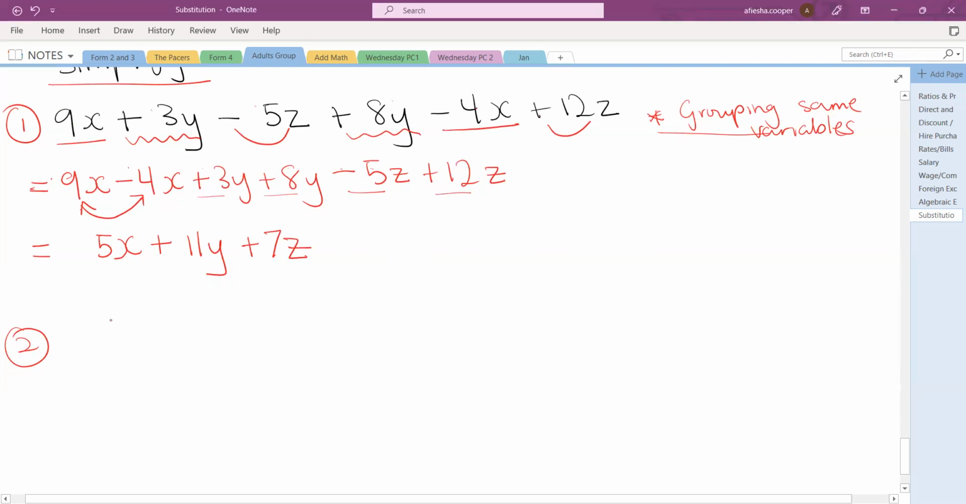Or we have plus 7z. Key note here: this is our answer, this is our final line because we have different terms now, right? An x, a y, and a z, and we cannot add them up or subtract them, so we have to stop there. You had a question, Joshua?